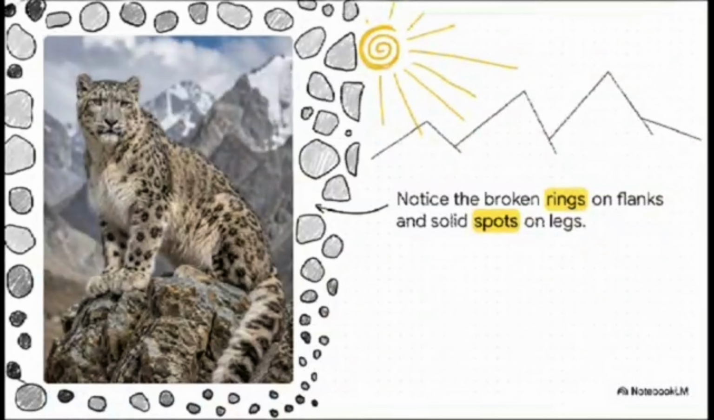And notice how the pattern actually shifts across the leopard's body. Direct your eyes right to the heavy rosettes on the flanks, those big, broken, irregular circles. But then follow the legs down or check out the face. The pattern smoothly transitions into much smaller, solid spots. This is definitely not random. It perfectly maps to the different contours of the animal's body, which means that no matter what angle the sun hits it from, its silhouette remains completely disrupted.